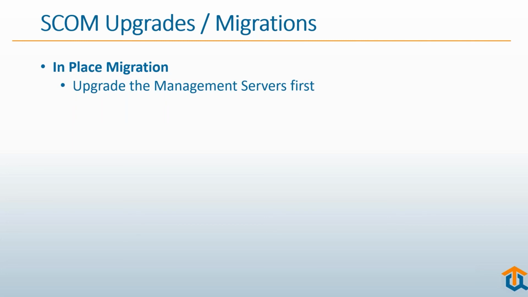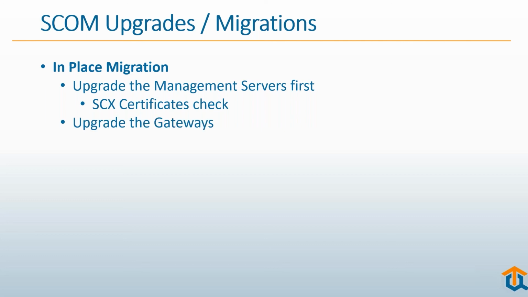In-place migration. When you do an in-place migration of, let's say, SCOM 2016 to 2019, you will upgrade the management service first. The next thing you do is check your SCX certificates. These are used for Linux monitoring only. Please check if the certificates are still valid, still loaded, and okay. We've seen cases where something went wrong there, and the SCX certificate is no longer there, or you really need to load it again. After that, you upgrade the gateways and then the agents. So this is the easy part.